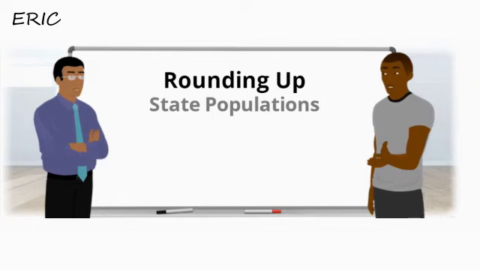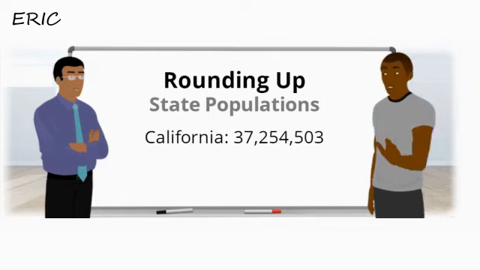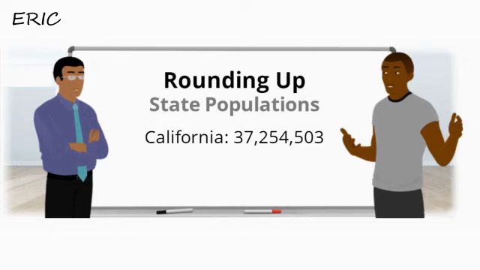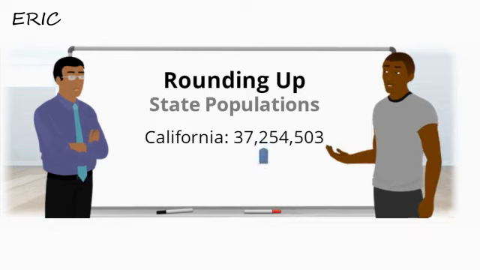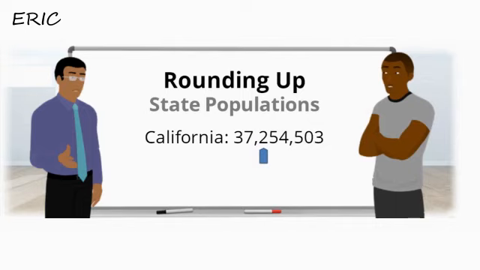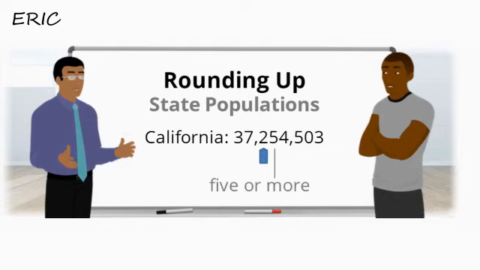Yeah, those numbers can be pretty big, like California's population. It's 37,254,503. It's the biggest in the country. We're supposed to round to the nearest 100,000. This is a good example of rounding up. You see, if the test digit is 5 or more, you round up by adding 1 to the rounding digit and then making all the digits to the right 0.